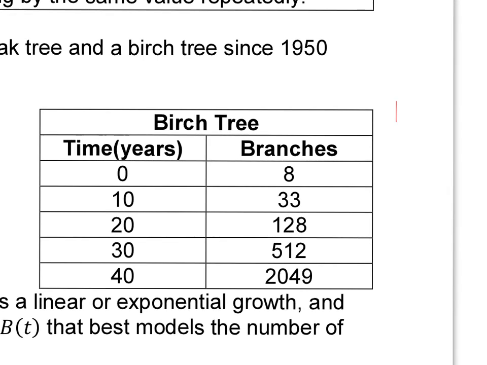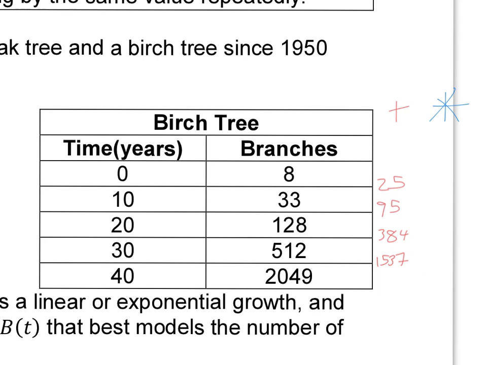Okay, so we got adding, and we got multiplying. Okay, let's first see what we get when we add. So 33 minus 8 to figure out what our first addition would have been. It would have been 25. And then 128 minus 33. So the next time we added 95. And then 512 minus 128. We see 384. And hopefully you see something very different about these numbers when we're adding. 2049 minus 512, and that's 1537. Okay, these numbers are very different, right? We'll talk about what that means in a little bit.